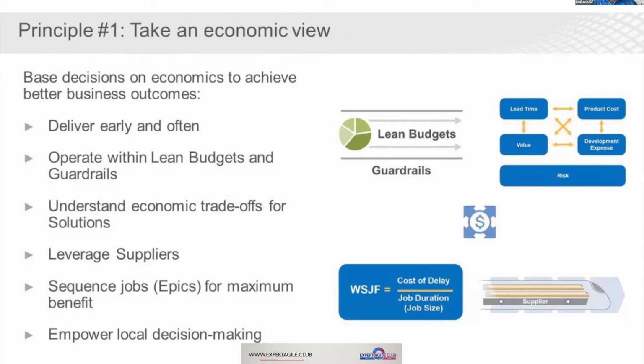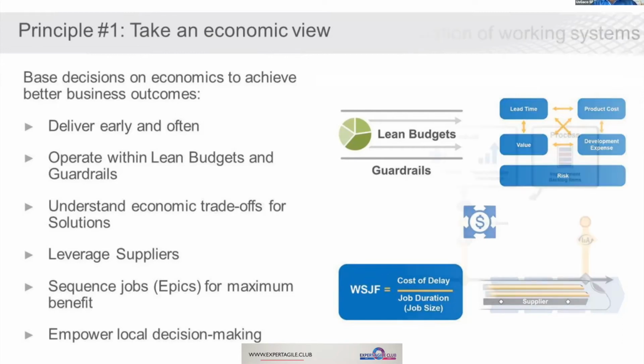And so also we need to take a look at suppliers, and then we also need to sequence our jobs based on something called weighted shortest job first, or WSJF, which was developed by Don Reinertsen in Principles of Product Development Flow, which focuses on prioritization based on the cost of delay. We'll talk about it a little bit later, but that's a very important concept.